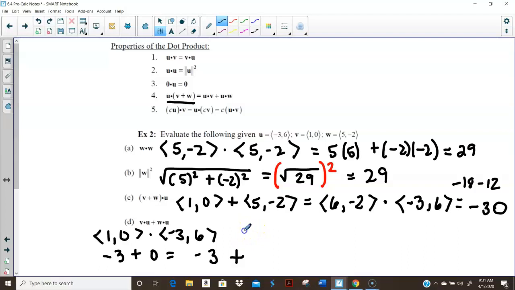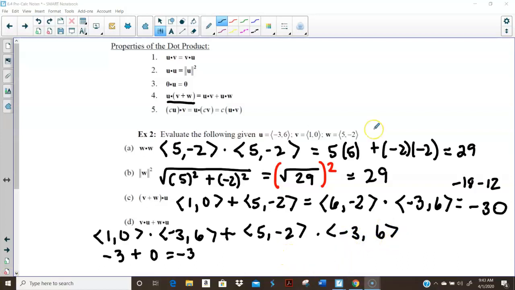So w is 5, negative 2, dot u, which is negative 3, 6. So let's take the dot product of that. Now we'll take the dot product of w dot u. That's going to give us 5 times negative 3, which is negative 15, plus negative 2 times 6, which is negative 12. And negative 15 and negative 12 is negative 27.